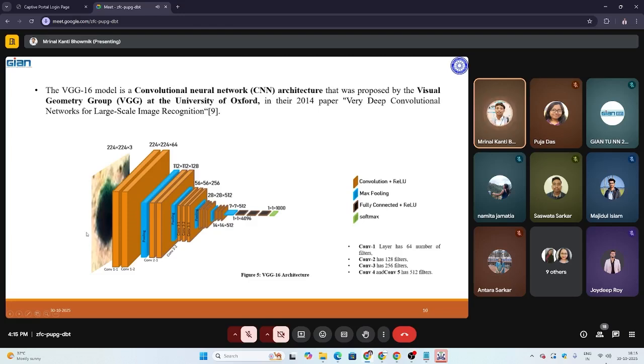So this is the overall architecture of VGG16. First, the question is whether the image is abnormal or normal. The image I have taken here is a cancerous cell. Here 224 represents the image height, the other 224 represents the image width, and 3 is the RGB color channels.